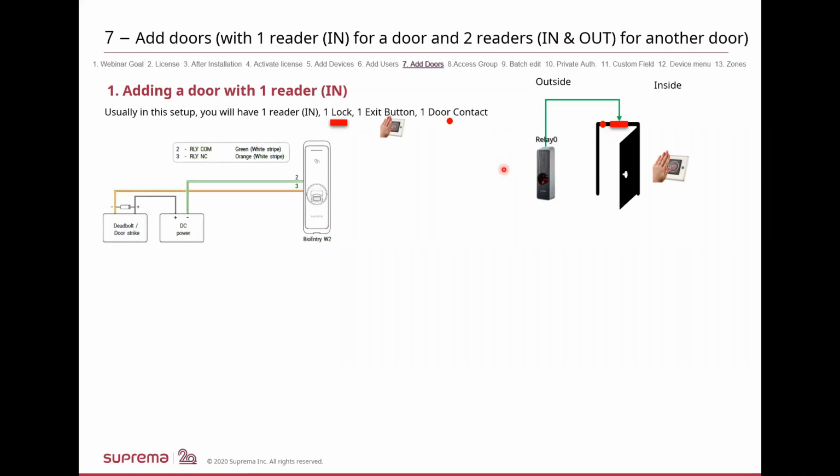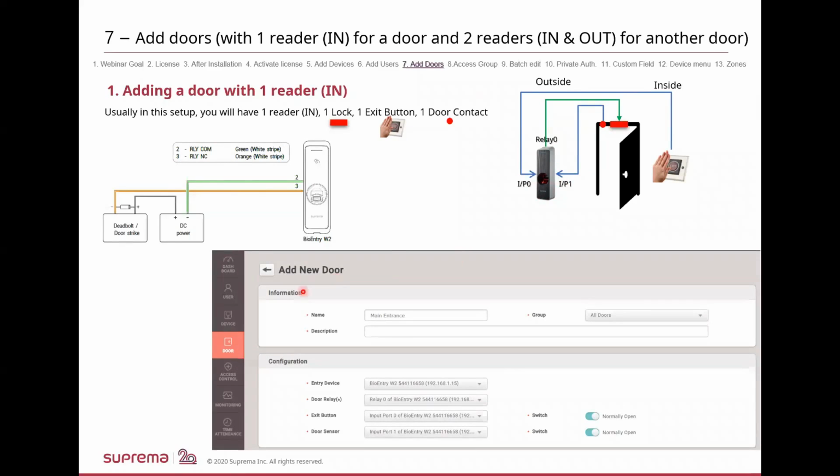So you are going to connect the relay to the lock. In this case, this is how the connection is made for fail safe. You know that there is fail safe and fail secure, or fail lock, fail unlock. Both have the same meanings. So this is for fail safe or fail unlock. You do this connection and connect it to the lock. Then you connect the push button to input 0. You connect the door contact to input 1 of the W2 device, and you go to the door, add door, and put in the name here, for example the main entrance door.